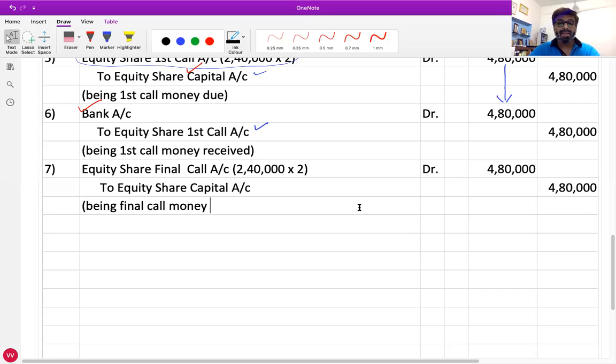Being final call money due. Now, the last entry is similar to the sixth entry. First, we transfer to share capital.